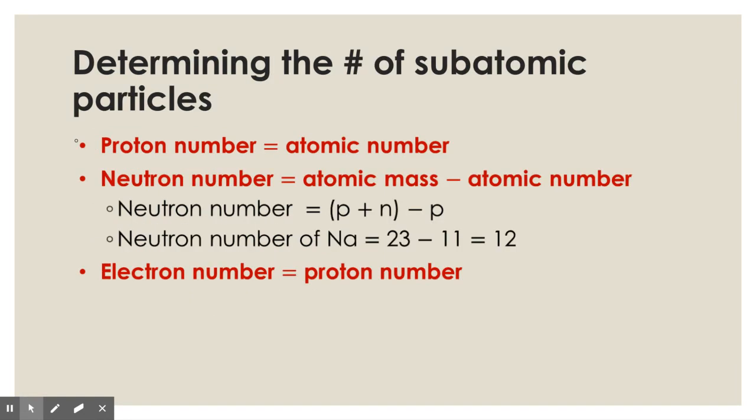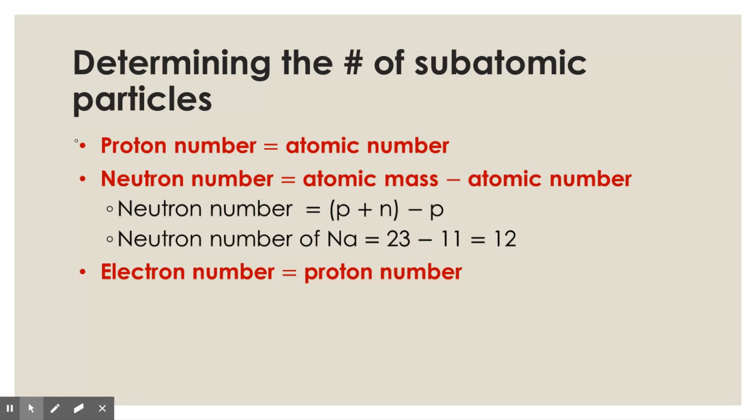So like I just said a second ago, we want to know the different numbers of subatomic particles. How do we figure that out? Well, our proton number we know is the atomic number. And as we said before, the electrons are the same as the number of protons. So if you know the atomic number, you know protons and you know electrons. How do you find neutrons? Well, you just take that atomic mass and subtract the atomic number.